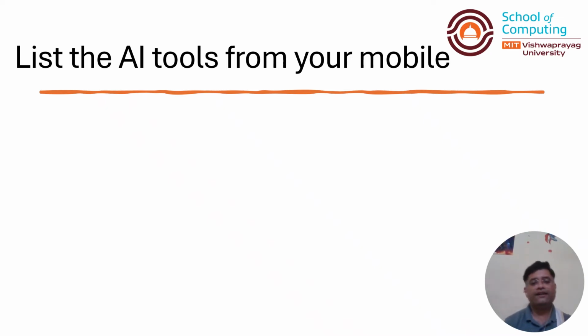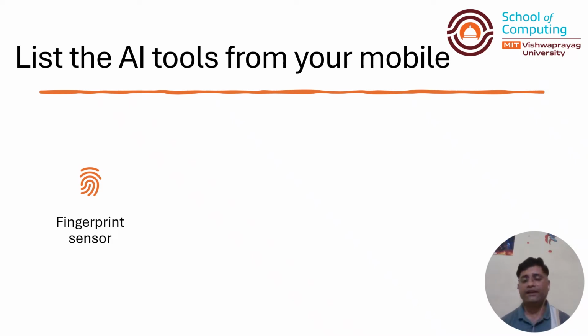These are the apps that we are using in our day-to-day life with the help of mobile. For example, the fingerprint sensor. If you want to unlock your mobile, you will put your finger there, and automatically it will get unlocked. But the same thing, if I want to unlock your mobile, it is not possible. This is nothing but an AI system which is able to identify who is the right user of that device.